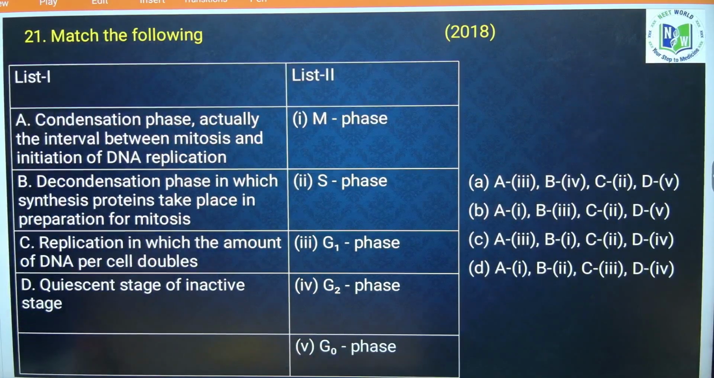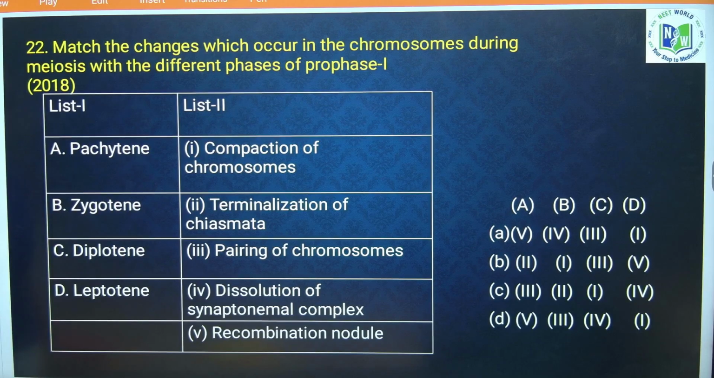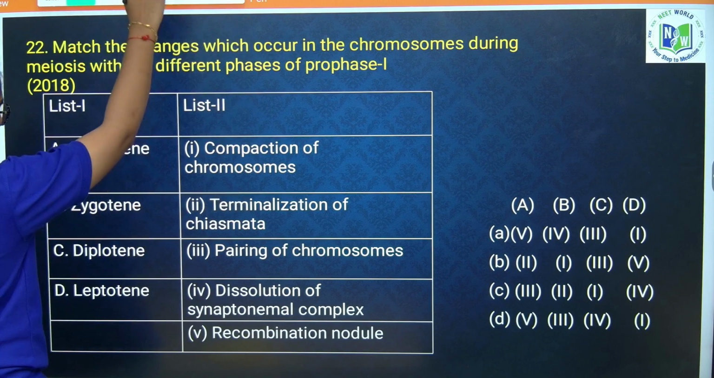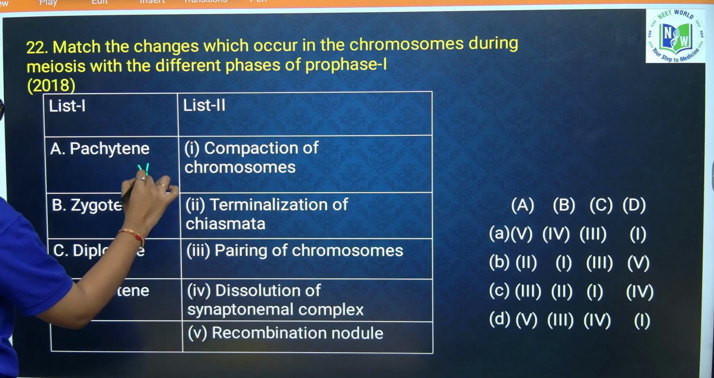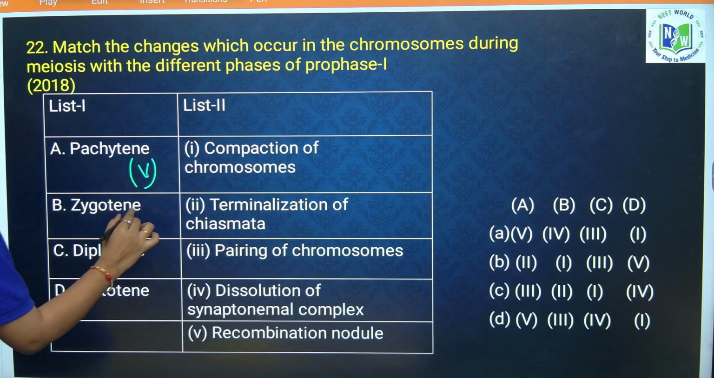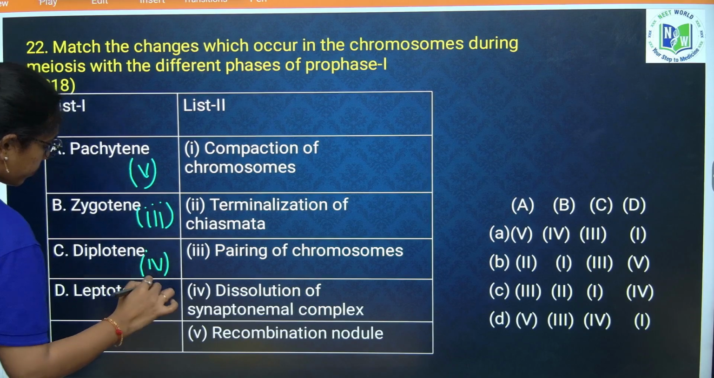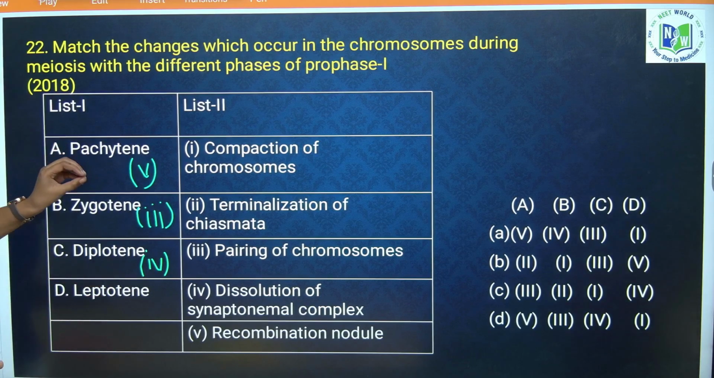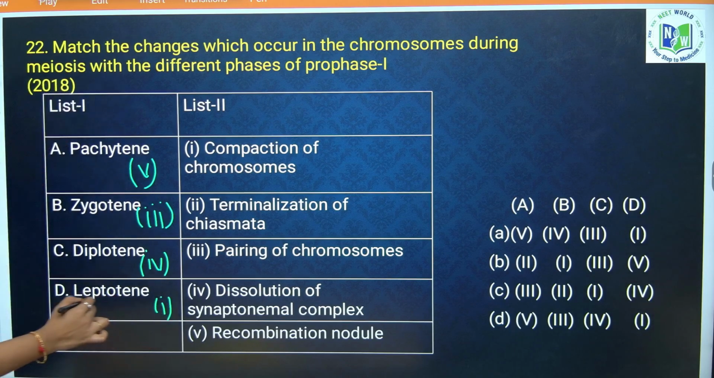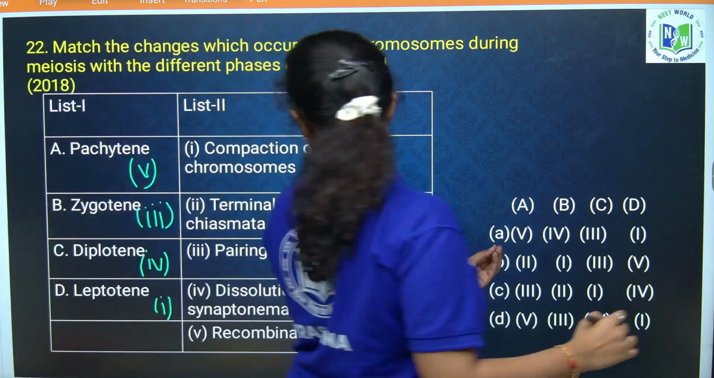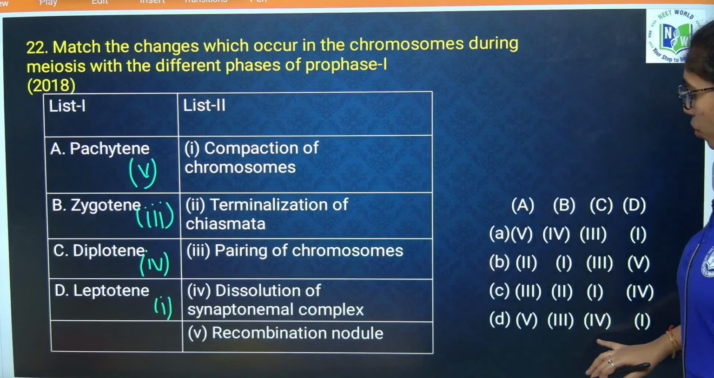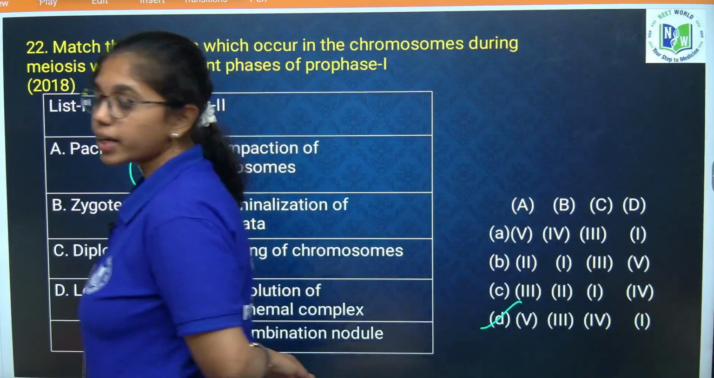I hope you are getting the point, children. Next, a match the following type of question again in the year 2018. Pachytene, wherein recombination nodule is visible. Zygotene, pairing of chromosomes, that is 3. Diplotene, wherein dissolution of synaptonemal complex, that is 4. Leptotene, compaction of chromosomes. Compaction of chromosomes happens where? In leptotene, that is option 1. So if you look into the options 5, 3, 4 and 1, D is the correct answer.